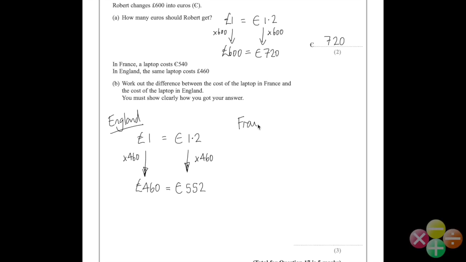We're told that in France, the same laptop costs 540 euros. So we can clearly see that the cost in England is 552 euros and the cost in France is 540 euros. So the difference in cost is 552 euros, take away 540 euros, leaves me 12 euros. So that is the difference between the cost of the laptop in England when we compare it to the cost in France. It's actually cheaper in France.